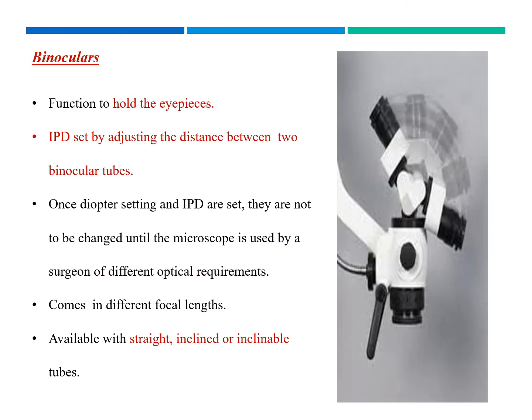Binoculars are basically to hold the eyepiece. They adjust the interpupillary distance, that is the distance between the two binocular tubes. Once the diopter setting and interpupillary distance are set, they are not to be changed until the microscope is used by a surgeon of different optical requirements. They come in different focal lengths and they are available in straight, inclined or inclinable tubes.